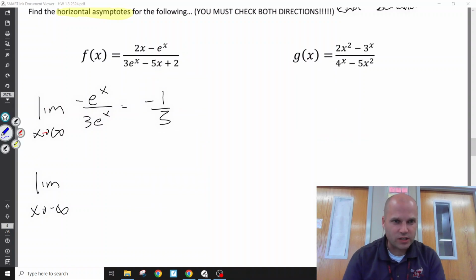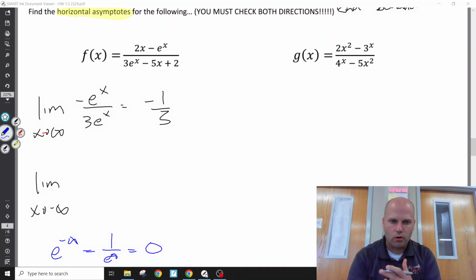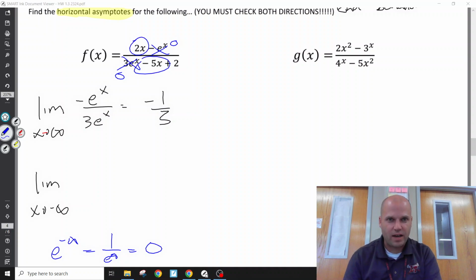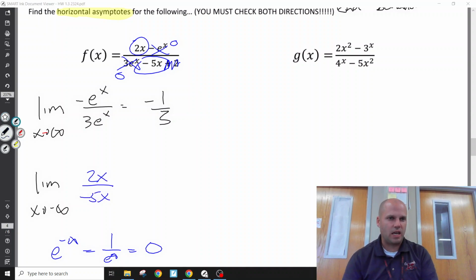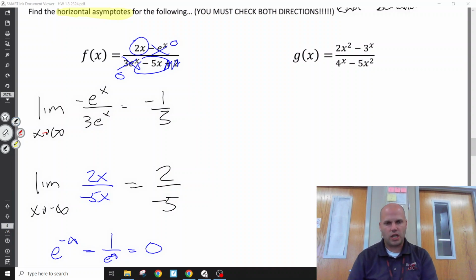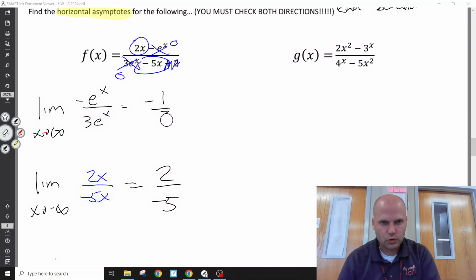Okay. If I looked in the other direction, e to the negative infinity is the same as 1 over e to the infinity, which goes to 0. There's no growth. It is 0. It's not even infinity. It's gone. 2 to the x, or 2 times x, that's an infinity. Negative 5x, that's an infinity. Adding 2, not going to do anything. This one, I would look at 2x over negative 5x. It is a same over same situation. The negative growth is going to cancel, giving us negative 2/5. Okay? Try the next one out.